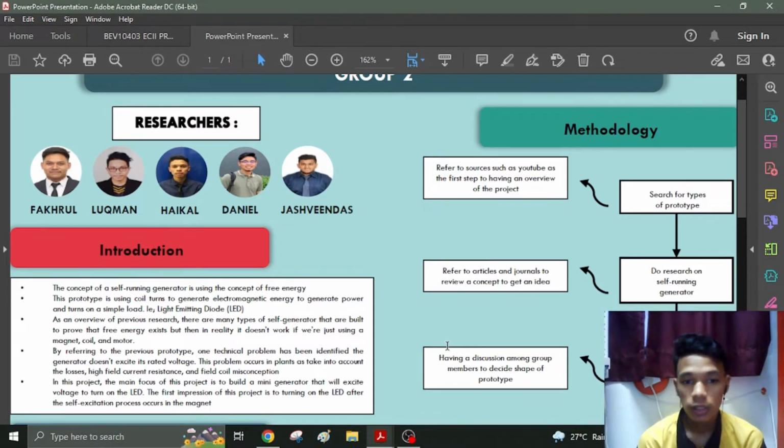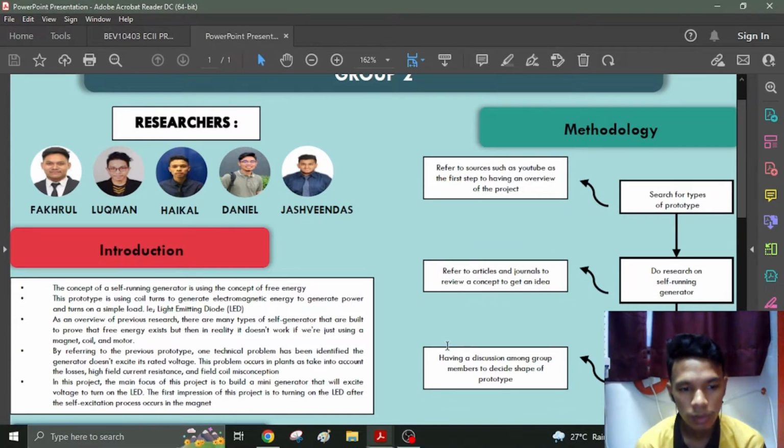Okay, for the introduction, the concept of a self-running generator is using the concept of energy. This prototype is using coil turns to generate electromagnetic energy to generate power and turn on a simple load such as a light emitting diode, LED.